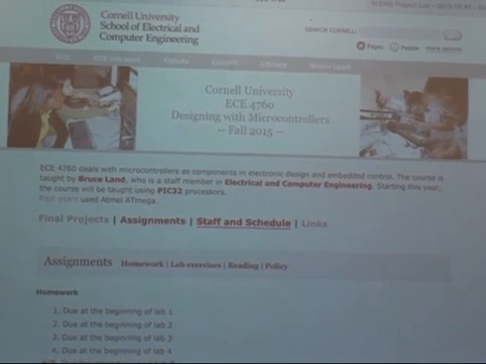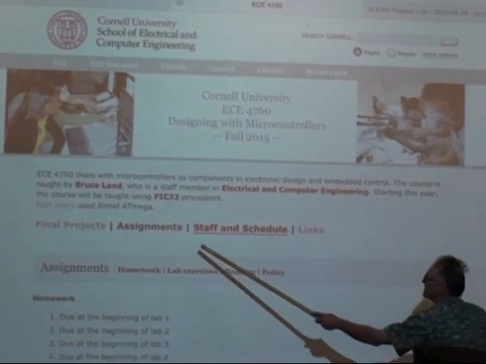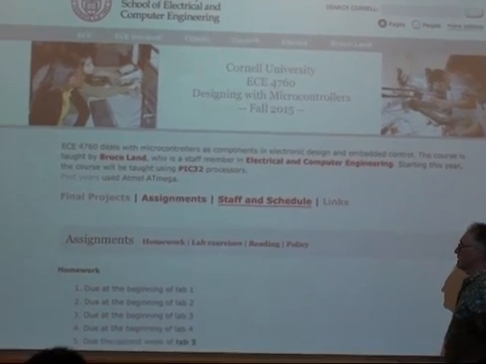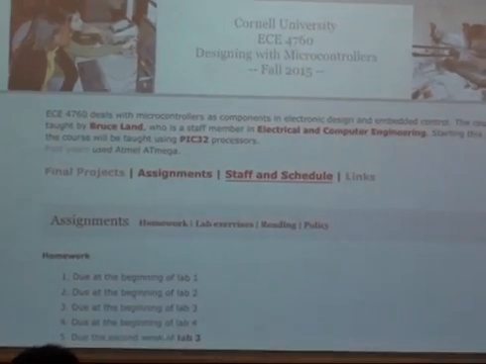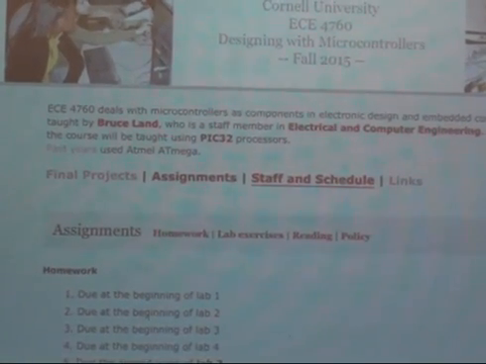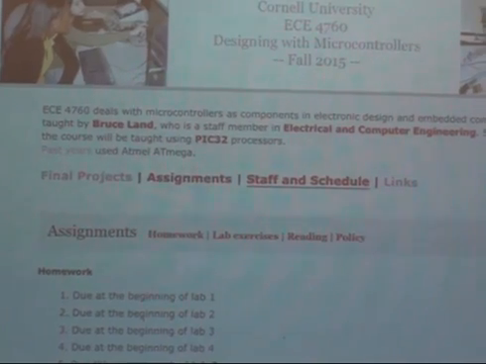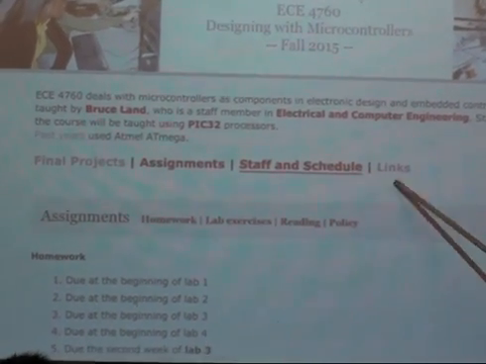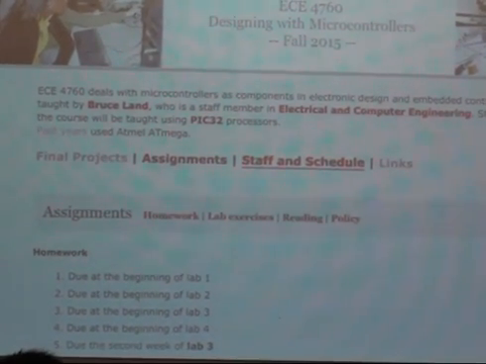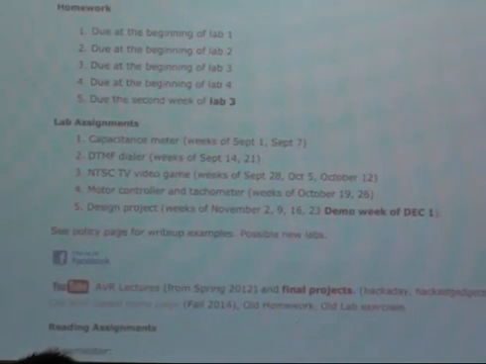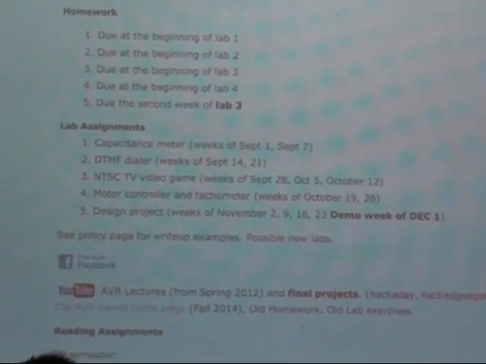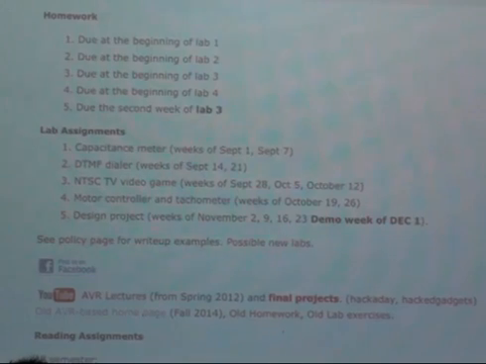Everything's on the web page. Assignments, particularly homework, which is due at the first 5 minutes of each lab, and lab assignments, staff and schedule, and then links. That's kind of generic, but it has a lot of the background material for the course. But let's go look at staff and schedule first before we look at assignments.